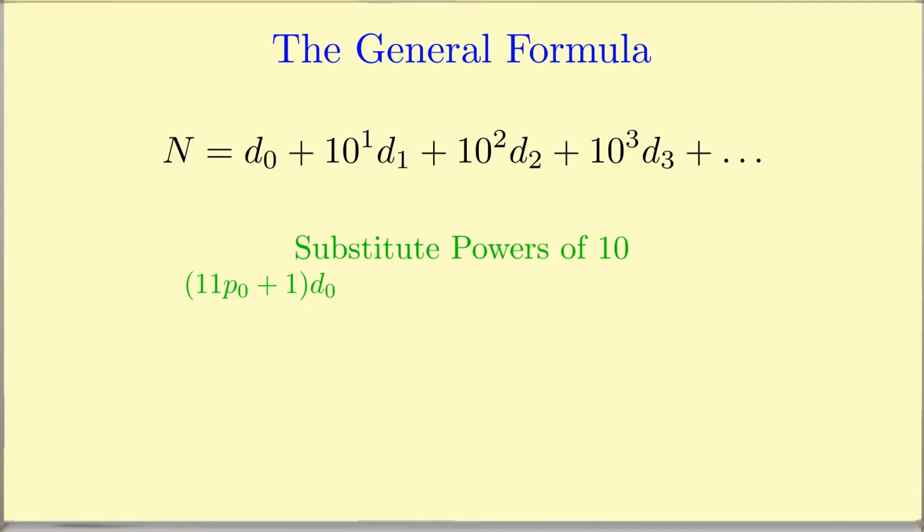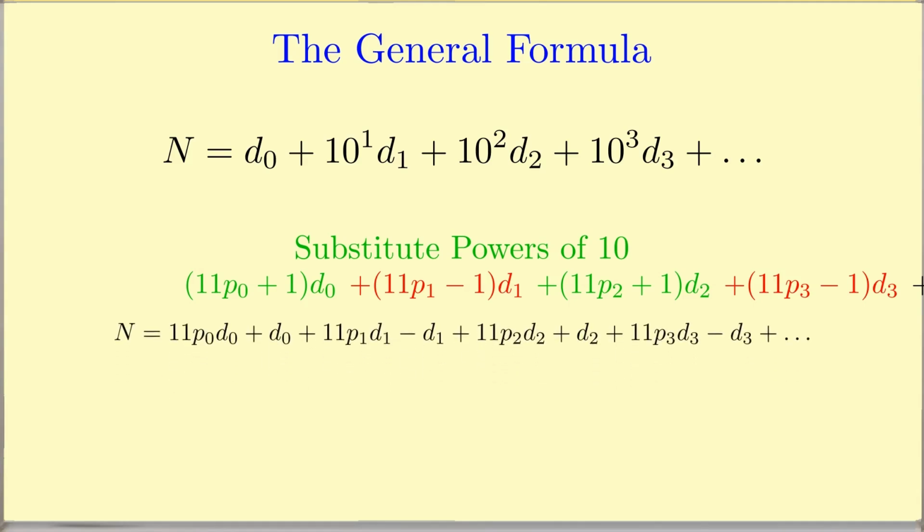10 to the 0, an even power becomes 11p0 plus 1. 10 to the first power, an odd power, becomes 11p1 minus 1. 10 to the second power, an even power, becomes 11p2 plus 1. 10 to the third power, an odd power, becomes 11p3 minus 1. When we substitute these into our giant number equation, we distribute the digits into the parentheses. The number equals 11p0 d0 plus d0, plus 11p1 d1 minus d1, plus 11p2 d2 plus d2, plus 11p3 d3 minus d3, going all the way up.